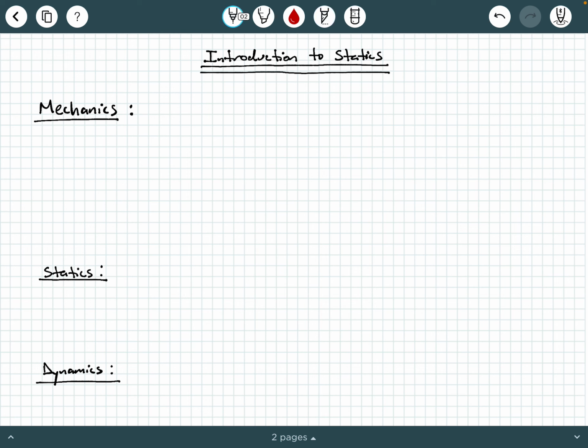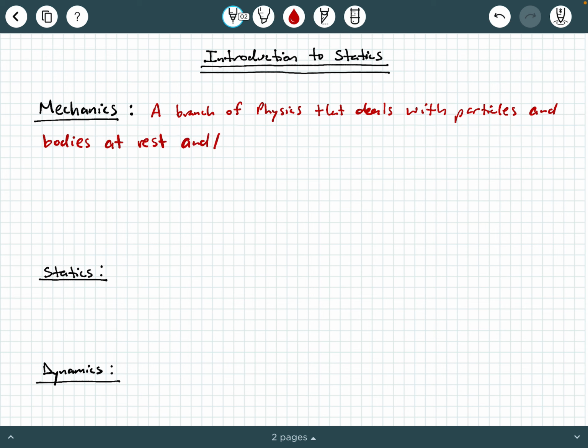Let's start with our first definition, mechanics. So what is mechanics? Well, this is a branch of physics that deals with particles and bodies at rest and/or in motion when acted upon by forces, right?